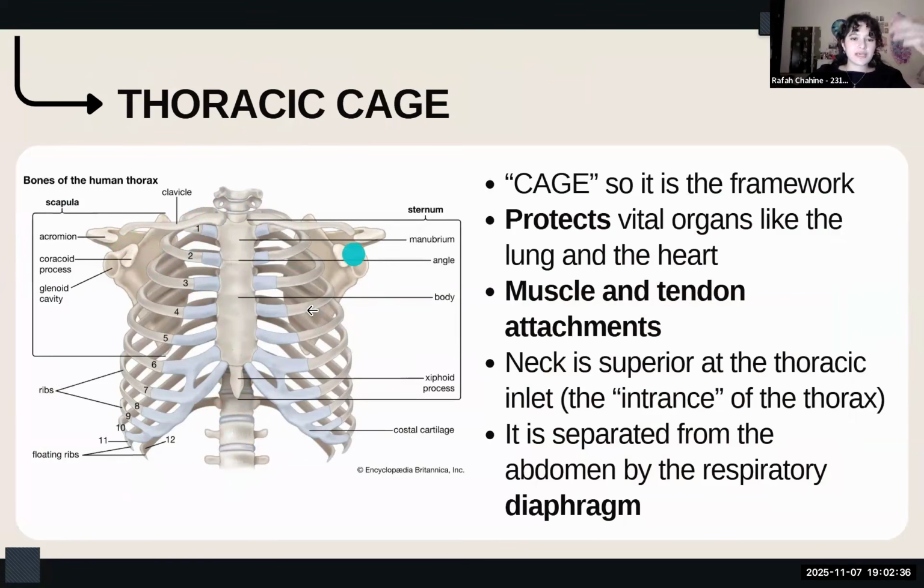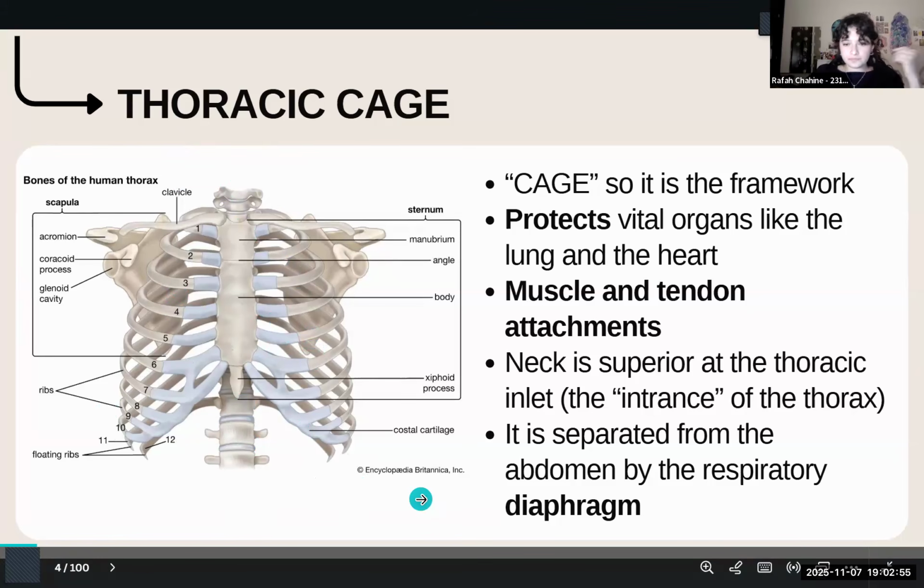What is the function of the thoracic cage? It is to protect vital organs, like the ones that are inside, like the lungs and the heart. And also, the function of the thoracic cage, like any other bone, is to provide attachment points for muscles and tendons. Okay. Superior to it, what do we have? We have the rest of the neck, and inferior to it, we have the abdomen, which is separated from the thoracic cage or the cavity by the diaphragm. And we're going to see all that.